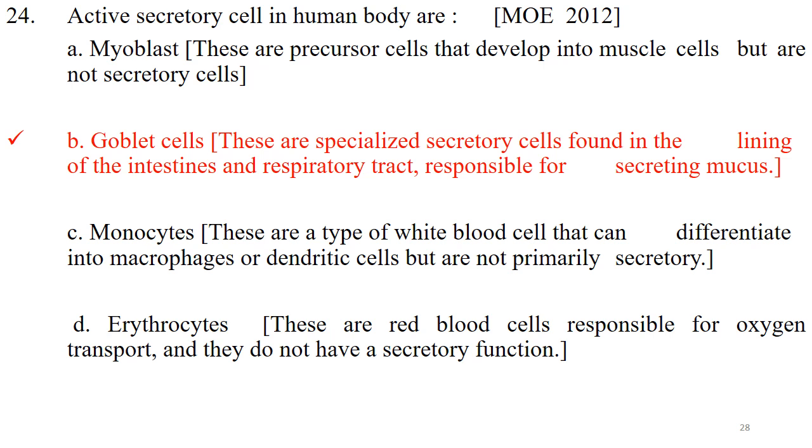And option A, myoblast, is incorrect because these are precursor cells that develop into muscle cells but are not secretory cells. And option C, monocytes, is incorrect because these are a type of white blood cells that can differentiate into macrophages or dendritic cells but are not primarily secretory. Option D, erythrocytes, is incorrect because these are red blood cells responsible for oxygen transport and they do not have a secretory function.